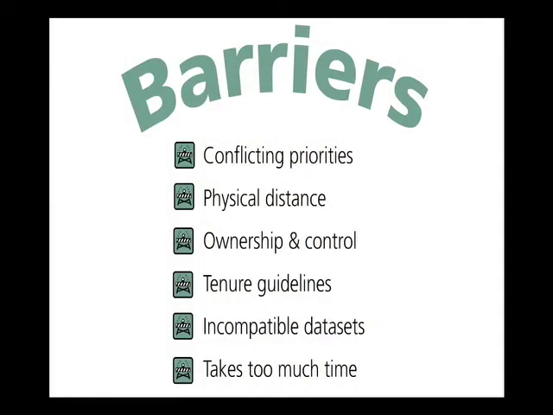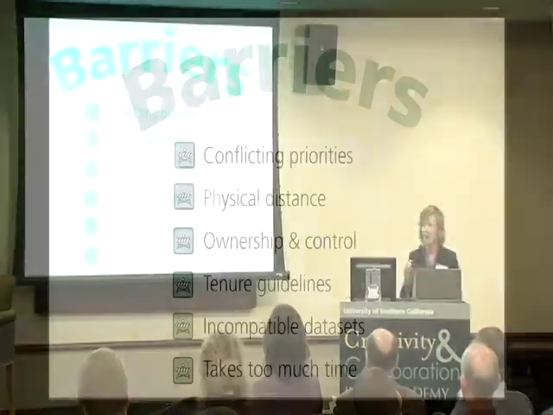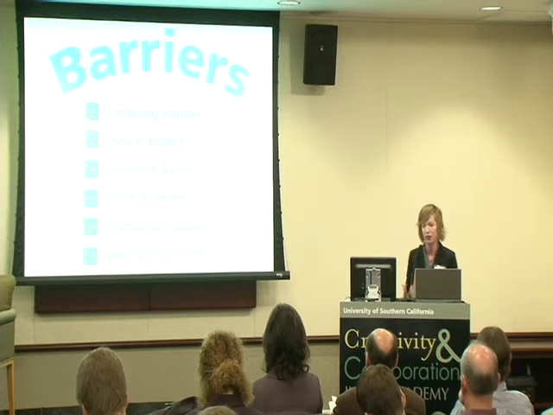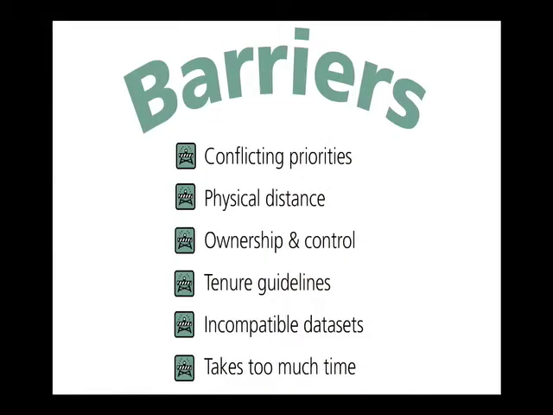Physical distance was mentioned over and over again by USC faculty, saying just being on a different campus, being on an off-campus center, made it harder to find people to work with. Ownership and control issues become even more profound when you have big interdisciplinary collaborative groups. The IP issues get more complicated, and it's even more essential that you have a deep, sort of trustworthy relationship with these people. Tenure guidelines, many people said, really need to be changed to better respect collaborative research.